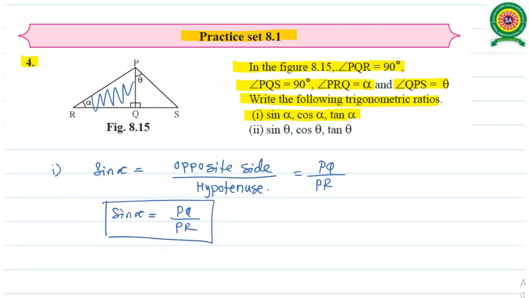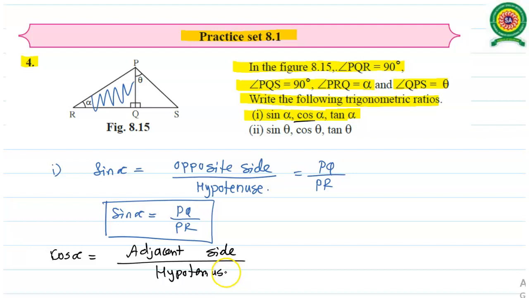Now to evaluate the next trigonometric function, cos of alpha. The basic formulation for cos of alpha is the adjacent side to the hypotenuse. Look at the same triangle PQR, which is right angled at Q, and angle R equals alpha. With respect to angle alpha, QR is the adjacent side, and the hypotenuse is again PR. So cos of alpha is equal to QR divided by PR.